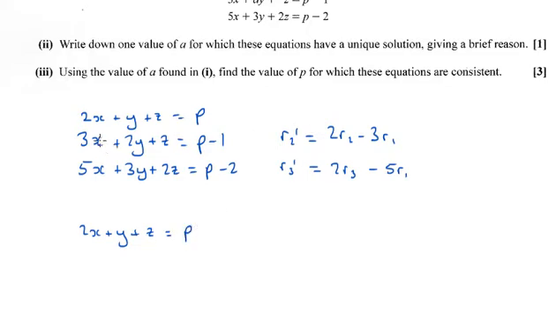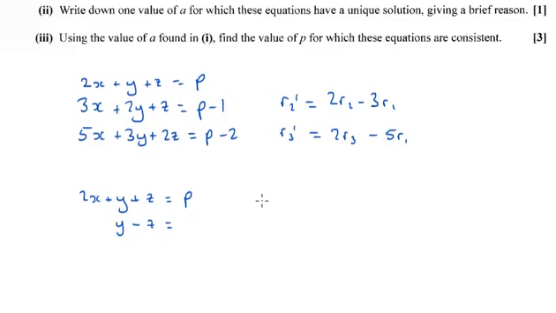So, as we said, 2 lots of this take away 3 lots of this is going to be 0. 2 lots of this, so that's 4y, take away 3 lots of this is going to just be y. 2 lots of z, so 2z, take away 3z is going to be minus z. So 2 lots of this, 2p take 2, take away 3p's is going to be minus p, take 2.